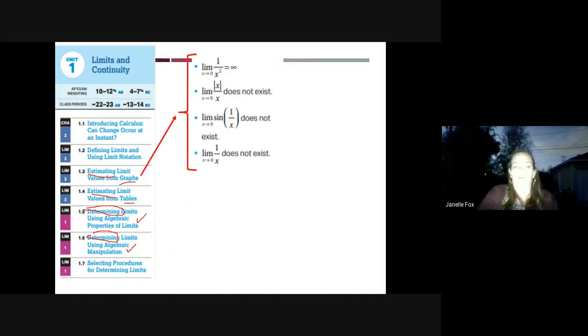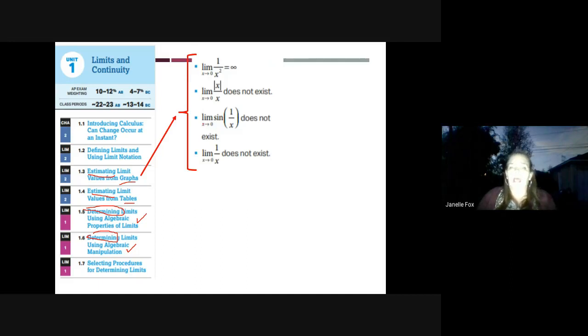A couple of things I wanted to highlight: if you're going to estimate limits from graphs, a couple of fun things to remember is that the limit as x approaches 0 of 1 over x squared is infinity. It helps to think about what that graph looks like. The limit as you approach 0 of something like the absolute value of x over x does not exist, because the one-sided limits are different. One of them is positive and one of them is negative. You could graph that to remind yourself.